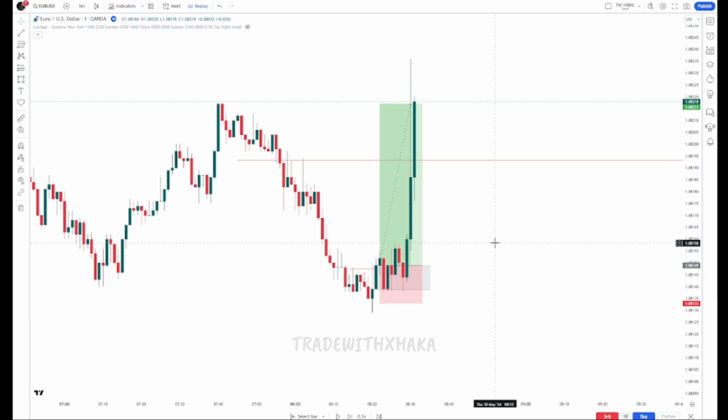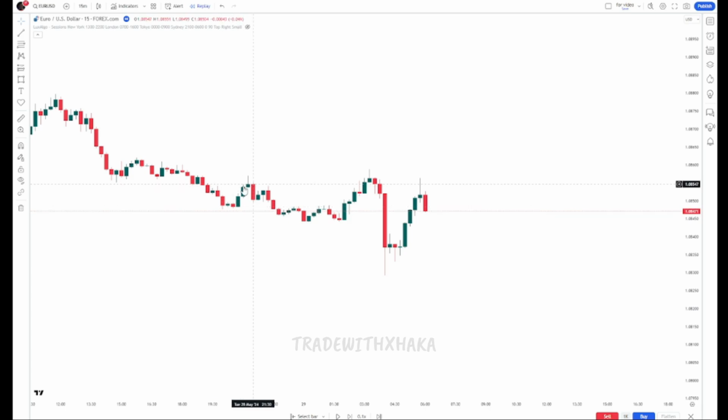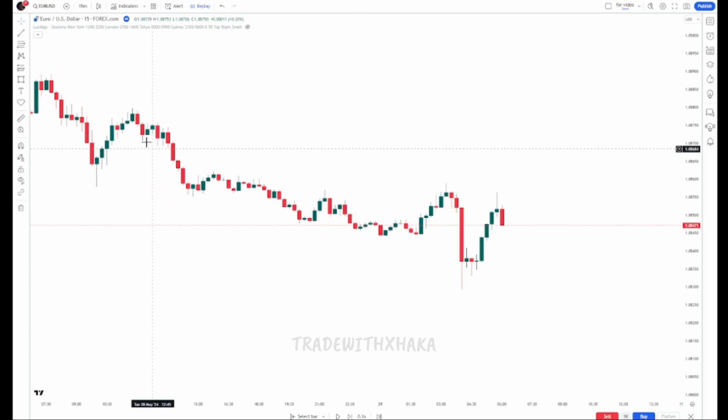So let's take another example. Okay, here is another example. Remember, Euro USD is the only pair I trade with this strategy. Just bear it in mind. We're in the higher time frame, the 15 minutes time frame, looking for opportunities. So we find one here. There are a lot of opportunities here. This is one, this is two, this is another one.